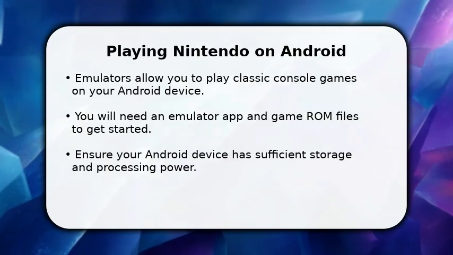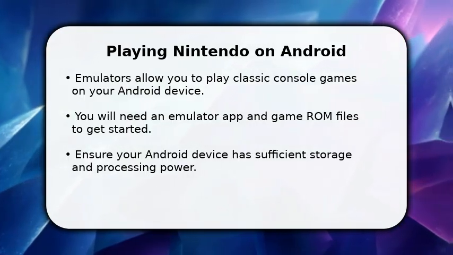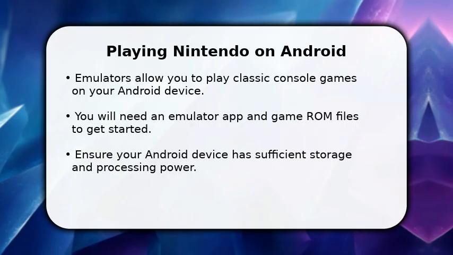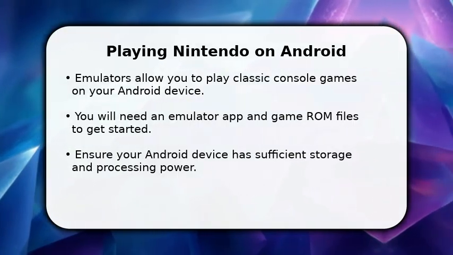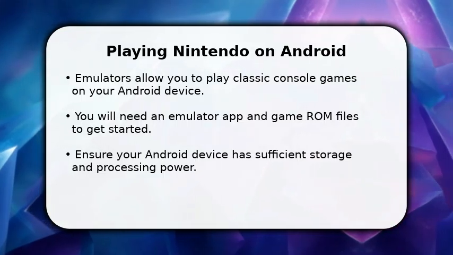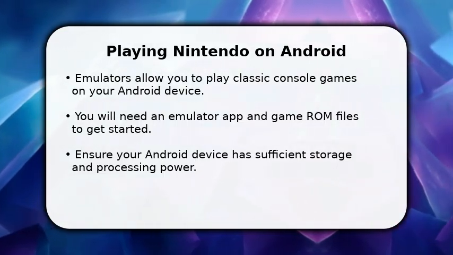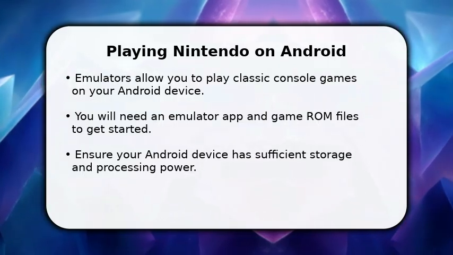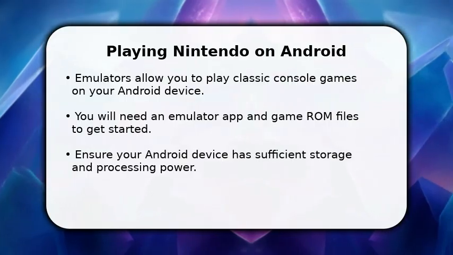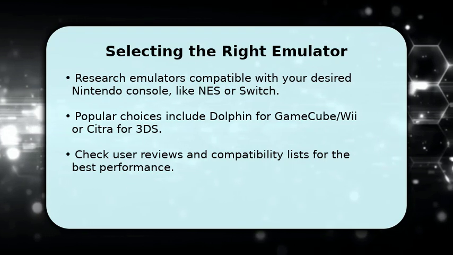In this video, I will explain how to play Nintendo games on your Android device. First, you'll need to understand that this process involves using an emulator, which is a software program that mimics a game console. You'll also need game ROMs, which are digital copies of the game cartridges. We'll cover selecting the right emulator, finding game files, and setting everything up for a smooth gaming experience on your phone or tablet.